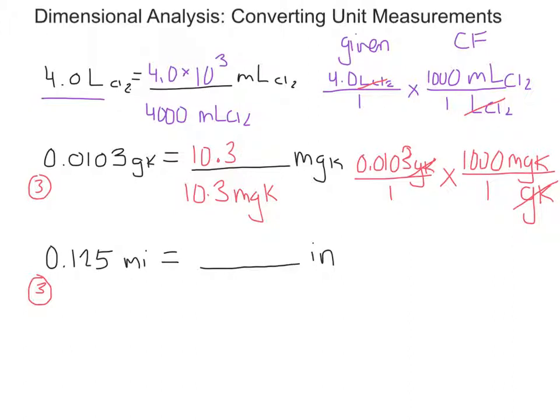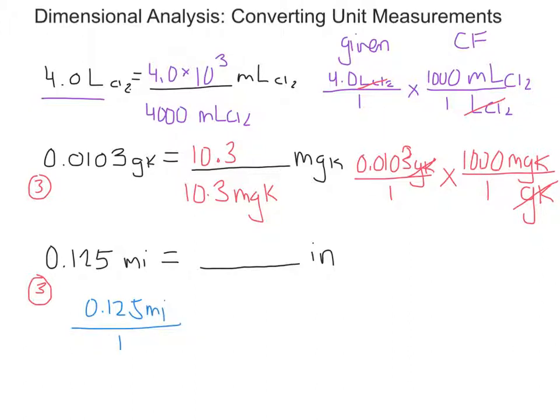All right, now the final example is a little bit more tricky, but it deals with something a little more tangible that you guys can understand a little bit better. So we're starting off with miles, and we're going to figure out how many inches are in 0.125 miles. So we're going to start with what's given, 0.125 miles.